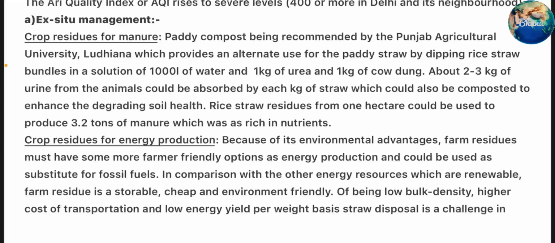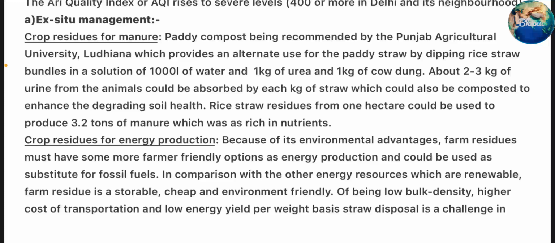About 2 to 3 kg of urine from the animals could be absorbed by each kg of straw, which could also be composted to enhance the degrading soil health. Rice straw residues from 1 hectare could be used to produce 3.2 tons of manure, which was rich in nutrients. Crop residues for energy production.